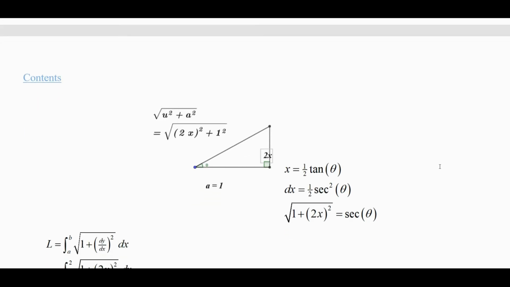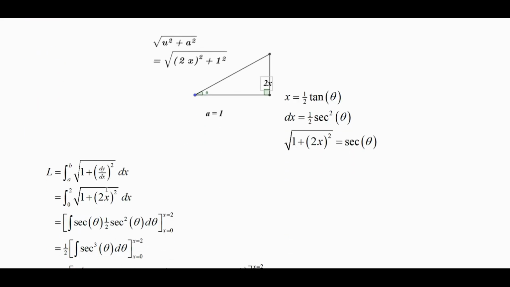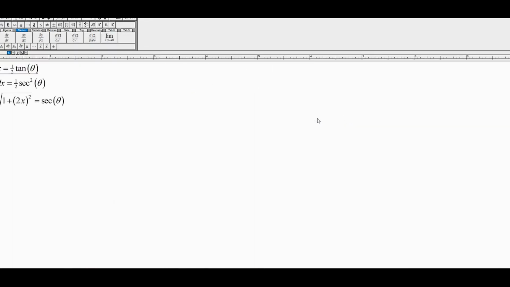All right, so here we have the arc length is the integral from a to b of the square root of 1 plus dy over dx squared dx. dy over dx is 2x, and we're going from 0 to 2. And this is a good form for a trig substitution. Often happens with these square roots. So that's the hypotenuse, and then this side is 2x and this side is 1. So 2x over 1 is the tangent of theta, x is 1/2 tangent theta. dx then is 1/2 secant square of theta, d theta.